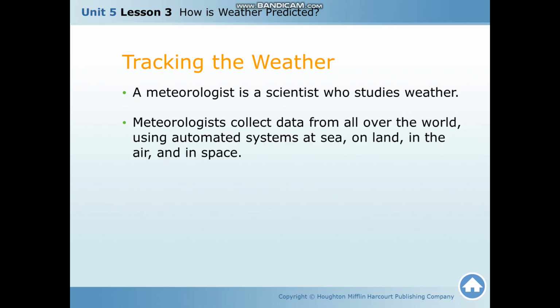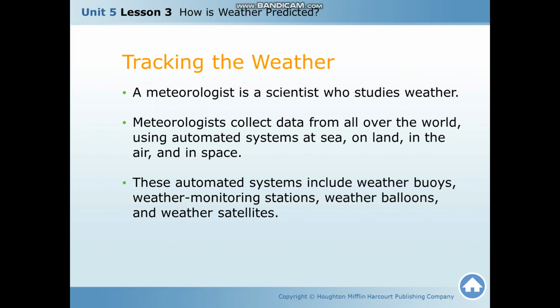Tracking the weather. So how do we know the weather? A meteorologist is a scientist who studies weather. So when we say meteorologist, it is a scientist who specifically studies weather, which is again the condition of the Earth's atmosphere. So what do meteorologists do? They collect data from all over the world using automated systems at sea, on land, in air, and in space.